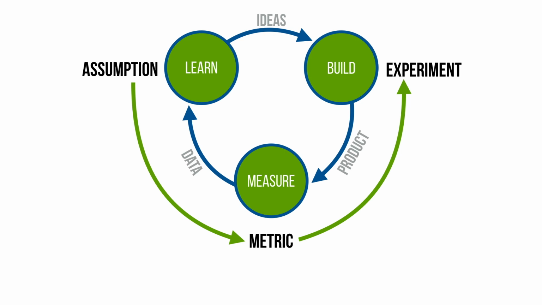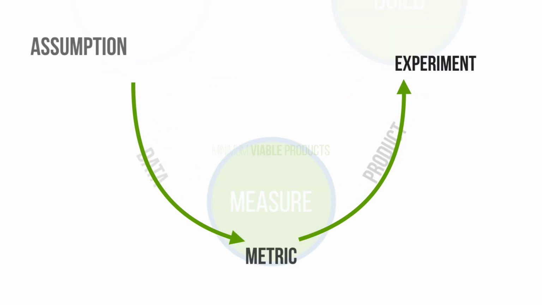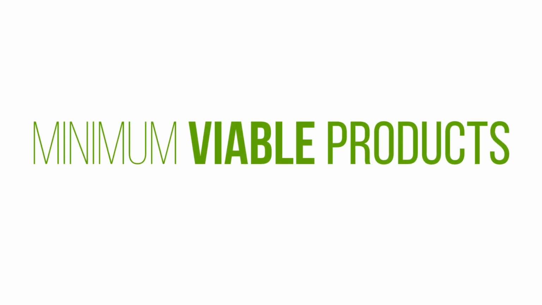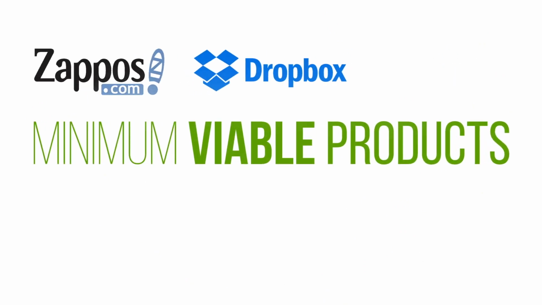I'm really sorry, but saying counterclockwise to me just feels counterintuitive. Where were we? Oh yeah, experiments. Experiments led us to minimum viable products, MVPs, which led us to look at Zappos, Dropbox and Buffer.